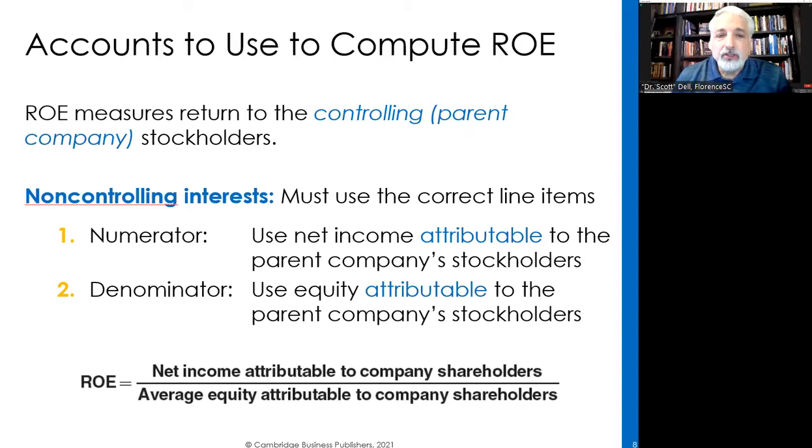So non-controlling interests, let's take a look, and we're talking about computing ROE. And so we take the numerator, net income attributable to the company shareholders. Preferred stockholders are not considered the shareholders, even though it just said preferred stockholders, right? Preferred shareholders, they're not your common stockholders. And the average equity attributable to common shareholders. So our return on equity is removing those items.